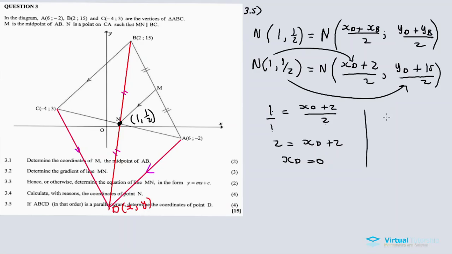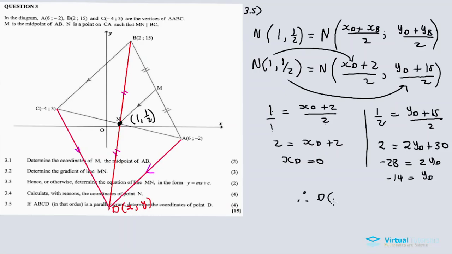And then for y, it's 1 over 2 equals yd plus 15 divided by 2. We cross multiply again: 2 times yd is 2yd plus 30. Transposing 30 to the left-hand side, we get negative 28. 2yd, divide both sides by 2, we get minus 14. So this is the value for yd. Therefore, our coordinates for D are 0 and minus 14.